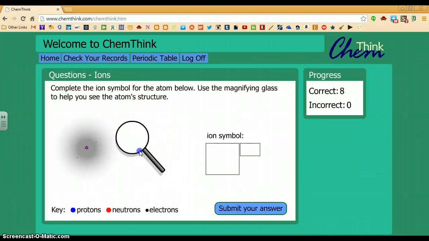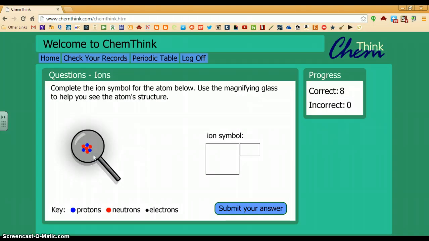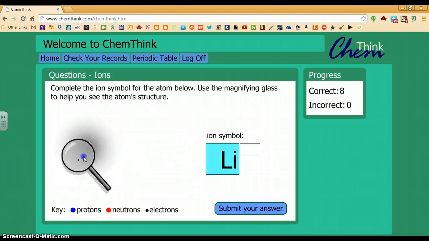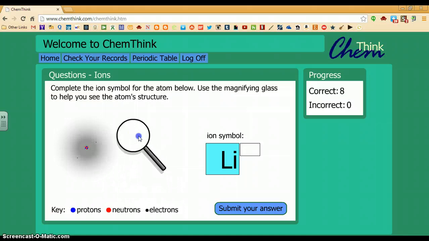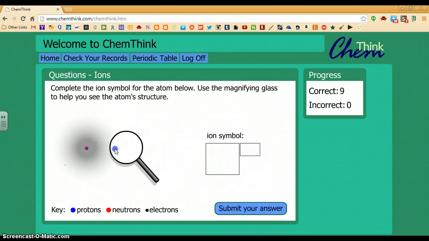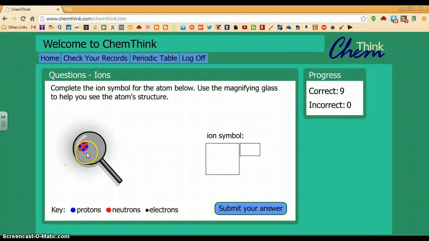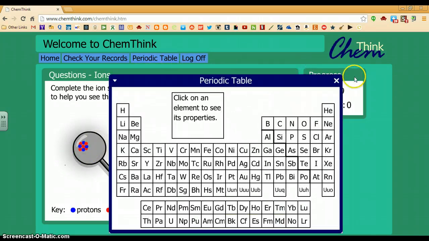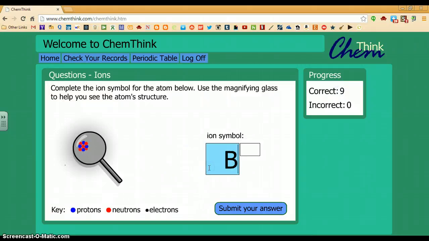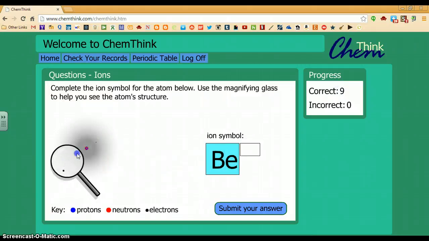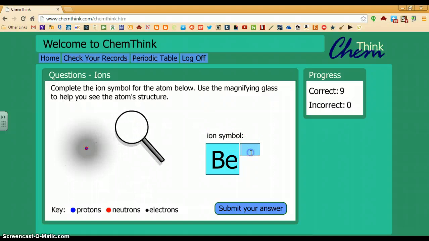Oh, I like these. We're going to go and look at it. So protons, the blue ones, 1, 2, 3, so it's going to be lithium. It should have 3 electrons, but we only have 1, 2. We're supposed to have 3, so we lost 1, so it's +1 charge. Look at it again. 1, 2, 3, 4. Oh shoot, that is beryllium. And then we have 1, 2 electrons, so it's lost 2.